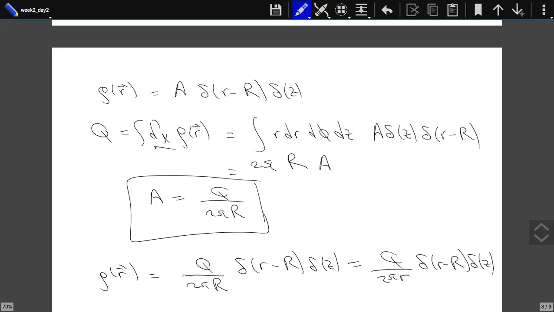Well, everywhere other than the point charge, it's 0. There's no charge there. So the charge in my volume is 0. I divide it by the volume. I get 0. So for a point charge, the charge density will be 0 everywhere except at the position of the point.